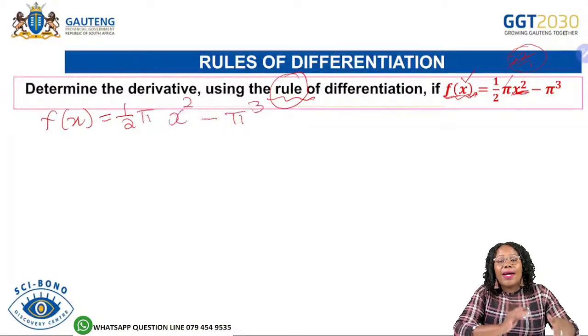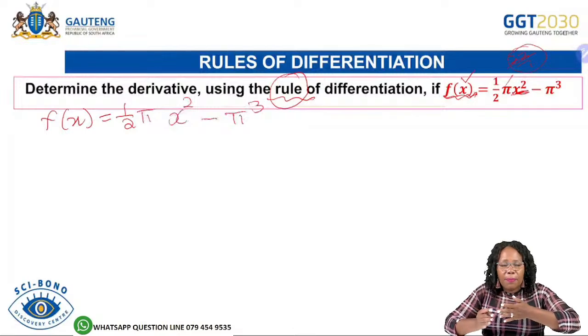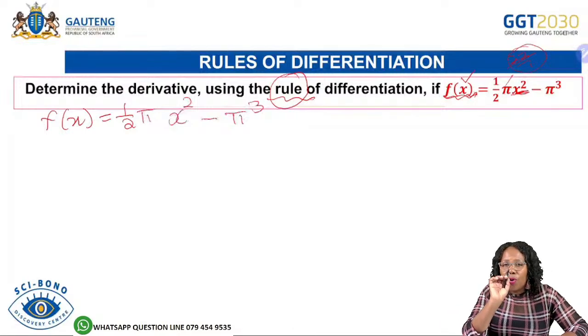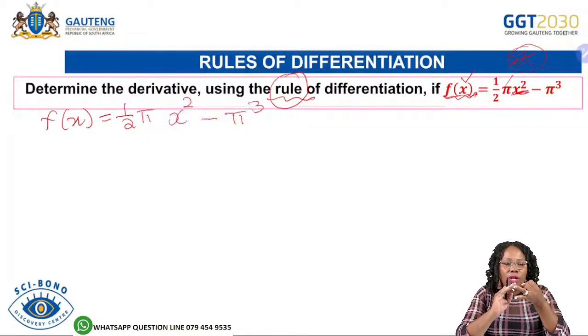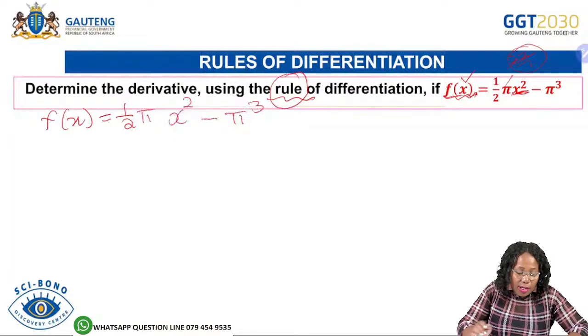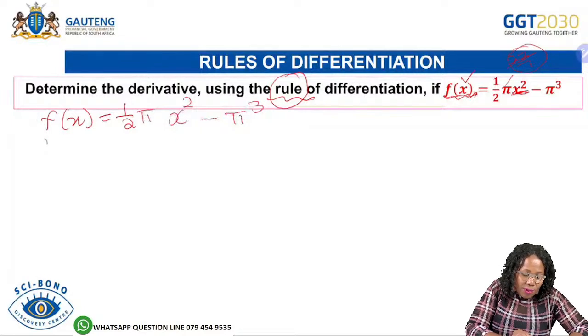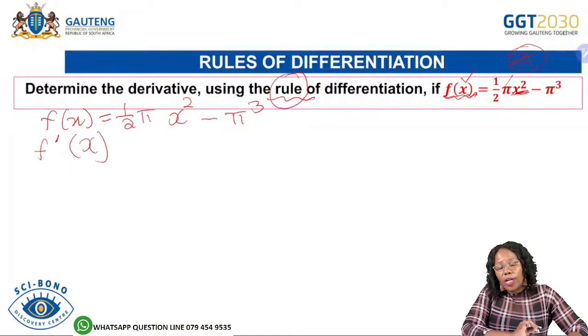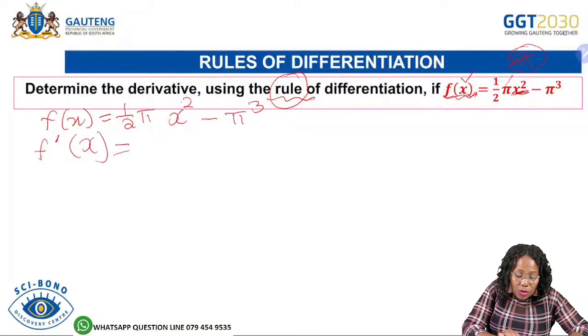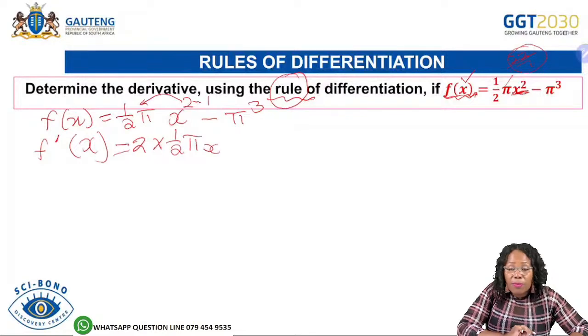Remember I said to you, you are deriving each term separately. So we look at the no-go areas: no brackets, no variables in the denominator, and so forth. We don't have such cases yet. So now we go straight to deriving. Look at the notation now is changing to f derivative of x. Okay, we are taking the exponent 2 multiplied by the coefficient. That is 2 times half pi x. And then we subtract 1 from the exponent, that is 2 minus 1, which is 1.